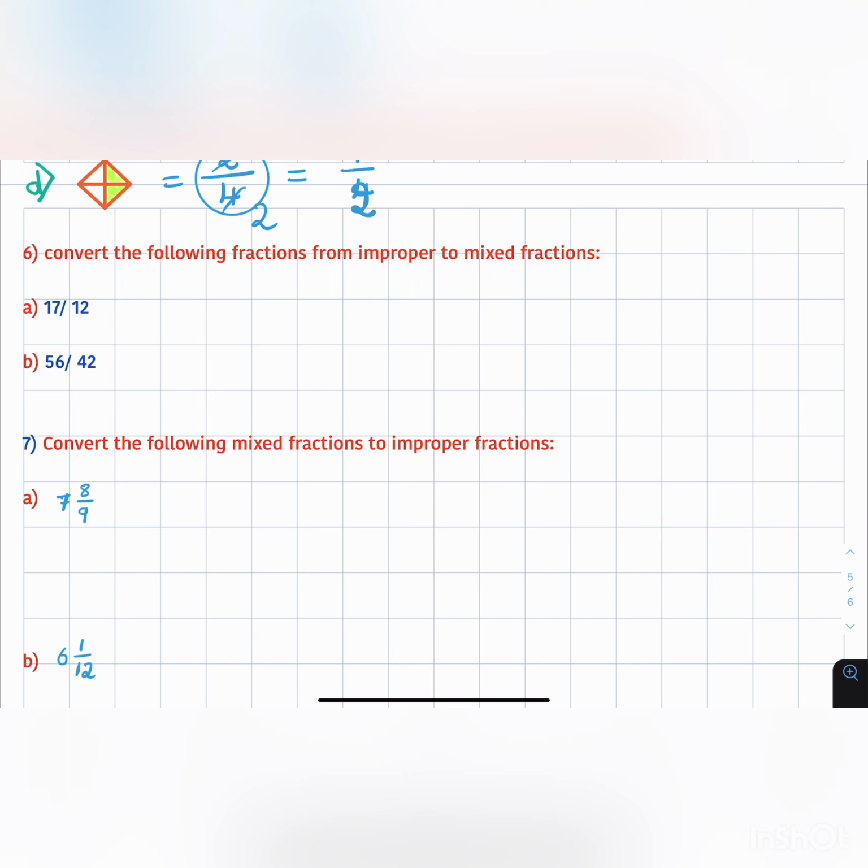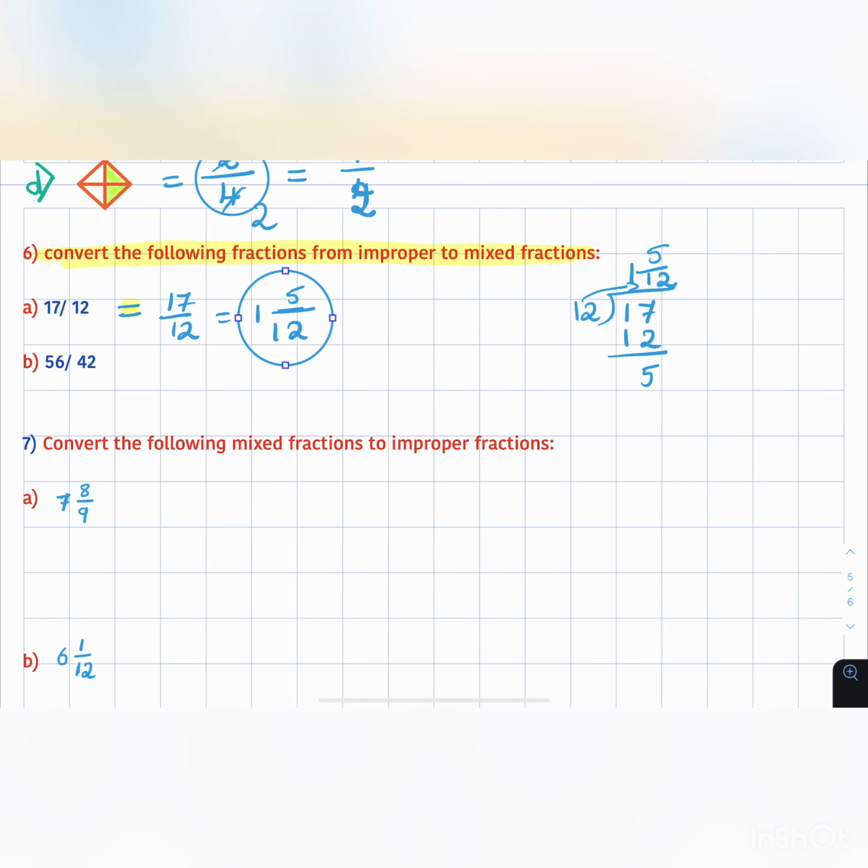Now the next one, convert the following fractions from improper to mixed fractions. So improper to mixed. How do we do that? This is 17 by 12, and let me divide 17 by 12. 1 12 is 12, and the remainder is 5. So we write it as 5 by 12. This 12 will always be in the denominator, and this is 1 and this is 5. So whole number is 1, and then plus 5 by 12, it is proper fraction.